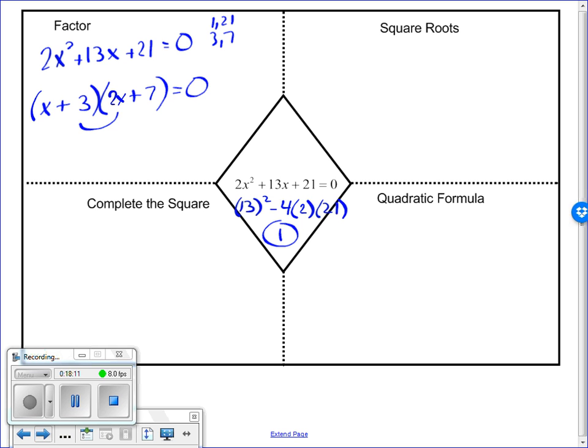And again, we can check this, right? That would give me 6x. That gives me positive 7x. Remember how we got to check those, right? We just can't throw the numbers in there and hope it works. Some of you, I think, do that. So don't. Check those. All right, so then we set them equal to 0 and we solve. So x equals negative 3 and x equals negative 7 over 2.